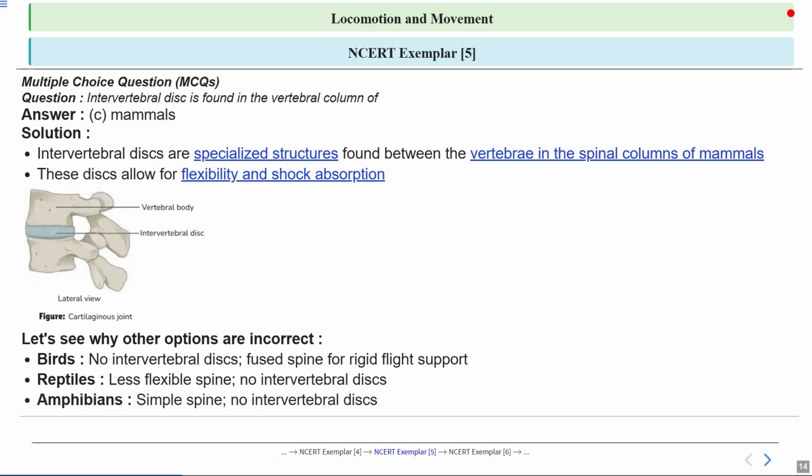Now, talking about amphibians, they have a simple backbone without an intervertebral disc, which are the small cushions between the vertebrae in more advanced vertebrates like us. So this simpler spine provides basic support for their body, but it is also less flexible and strong compared to the spines of reptiles and mammals, which reflects their primitive evolutionary position in the vertebrate group. So the correct option here is option number C, and we have also discussed why the other options were incorrect.